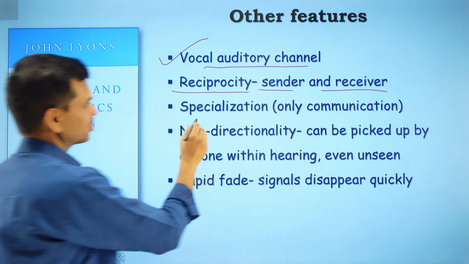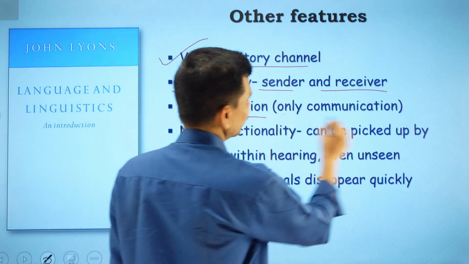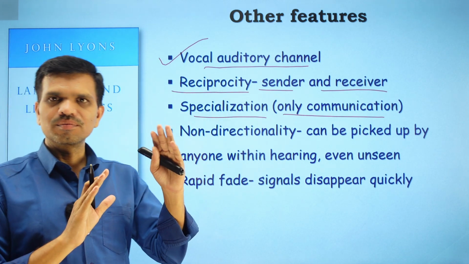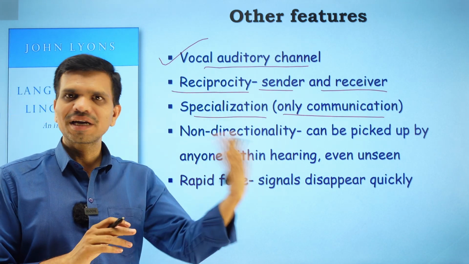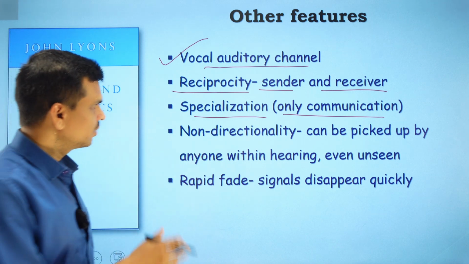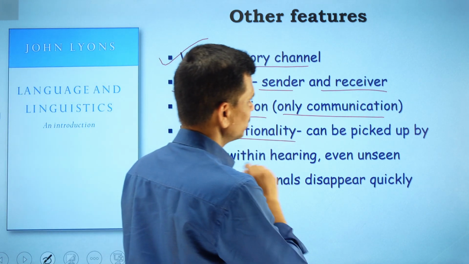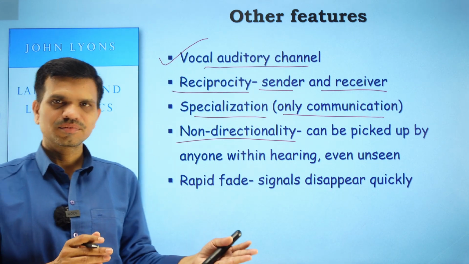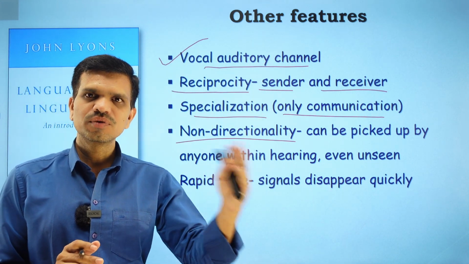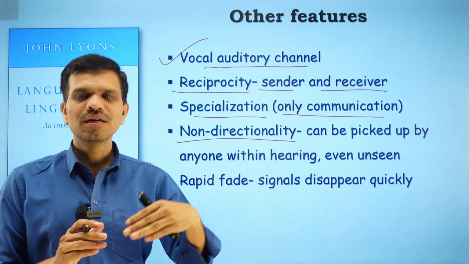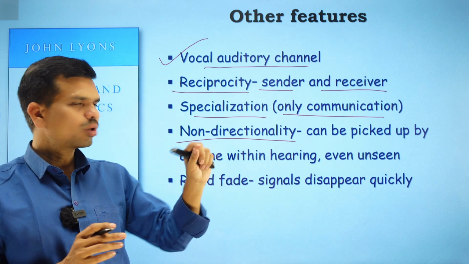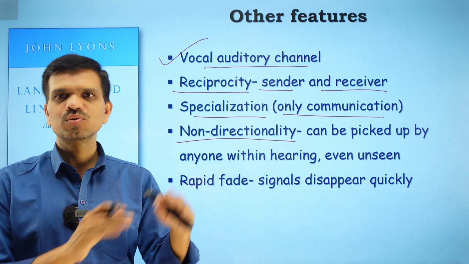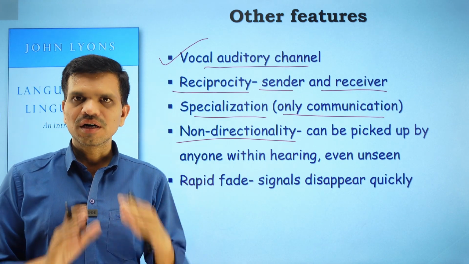Then we have specialization. We use language only for communication. There is no other function of language except communication, in both human and animal language. Then we have non-directionality, meaning one can speak to anyone. Though he is not visible to the other person, he can still communicate, so there is non-directionality. In animal communication also we find this non-directionality.